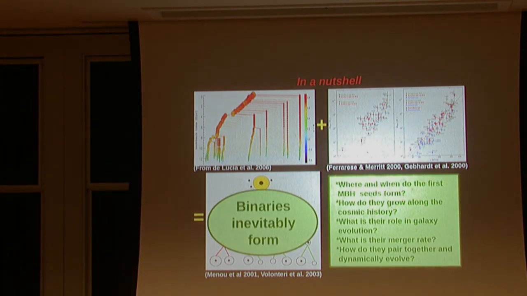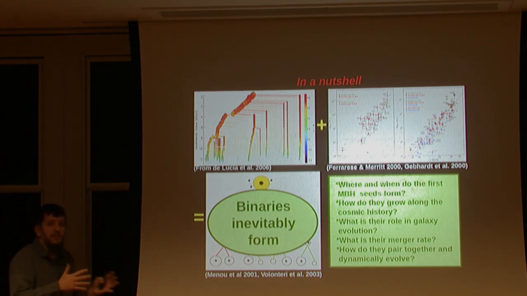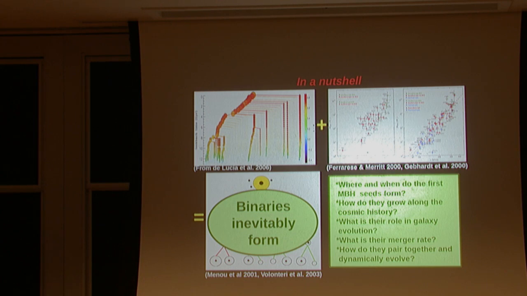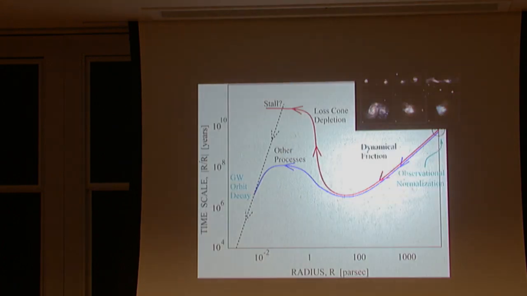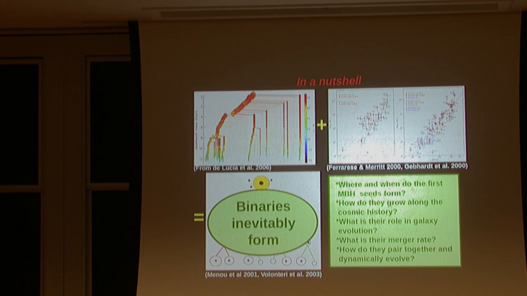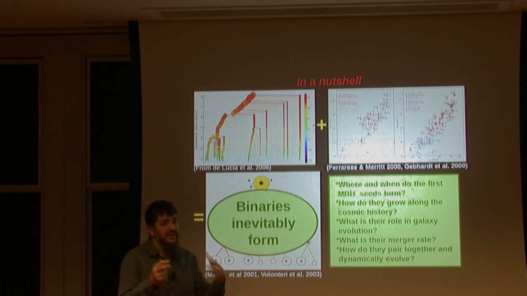Of course, binaries will inevitably form, but we don't know much about their properties, their dynamics, their interaction and feedback with the host galaxies and so on and so forth. Of course, all of this is particularly interesting. I had a fantastic slide about LISA, but I missed it. It's particularly interesting because these binaries are going to be the loudest gravitational wave sources at millihertz and nanohertz frequencies.